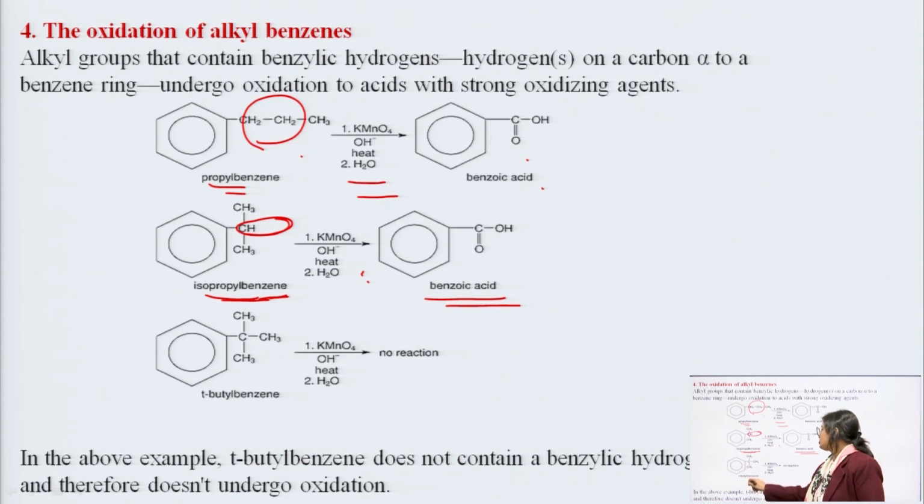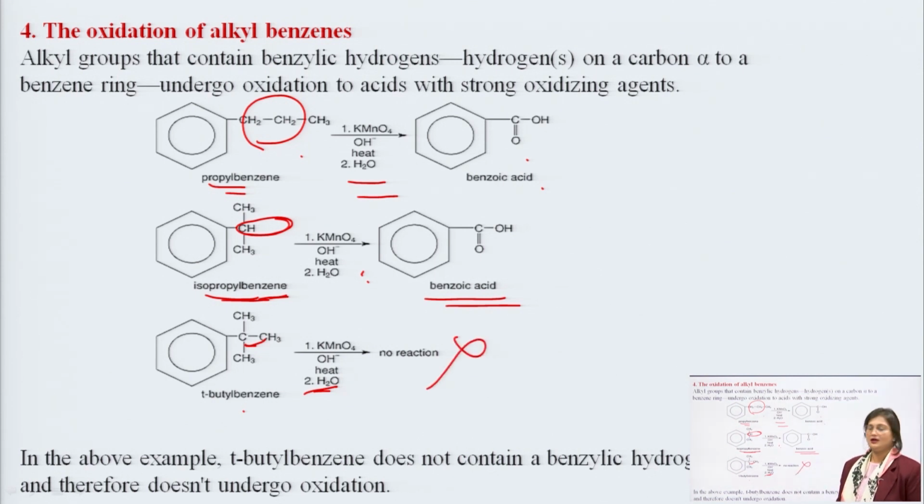Similarly, in tertiary butyl benzene, the alpha carbon to the benzene ring, in the presence of a strong oxidizing agent under high temperature, does not produce any reaction. Because here the alpha carbon atom does not exist.